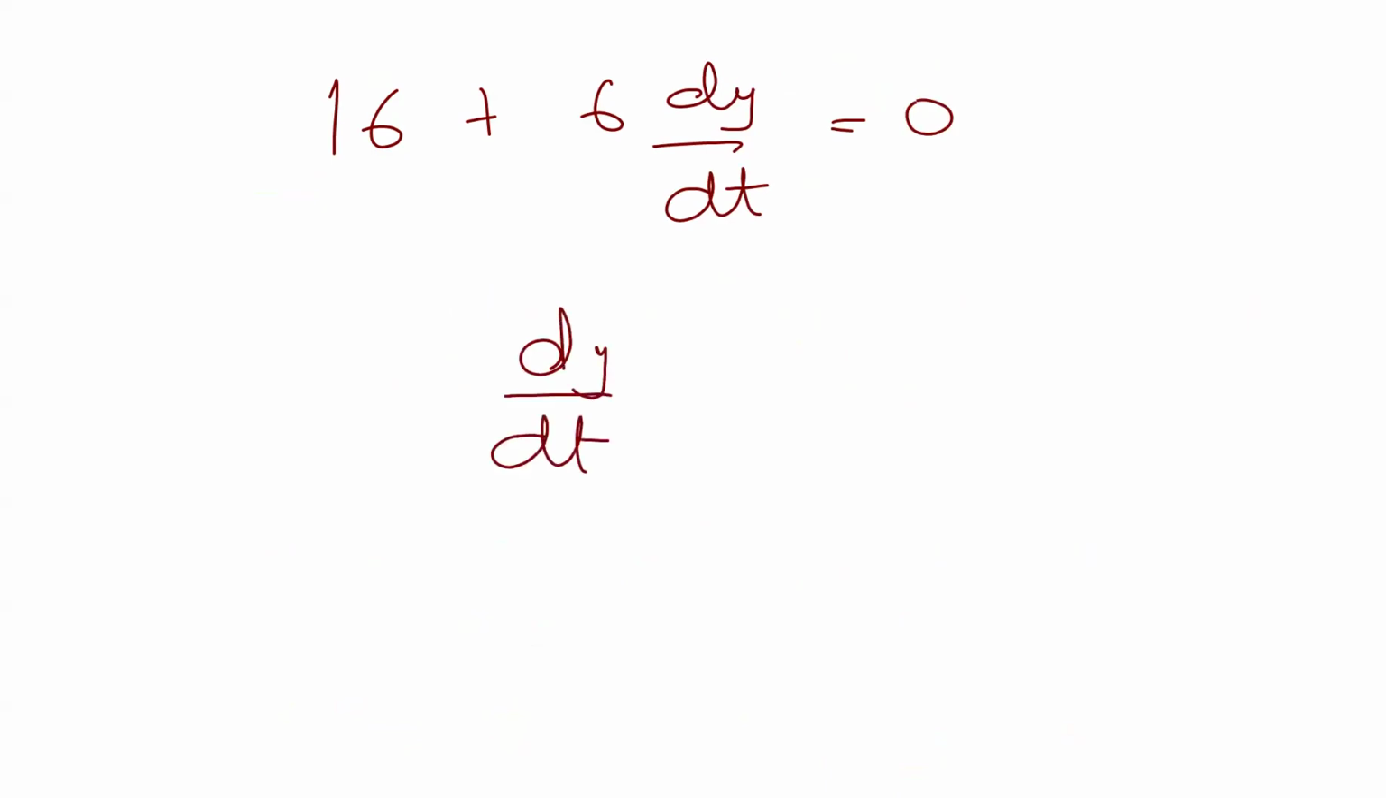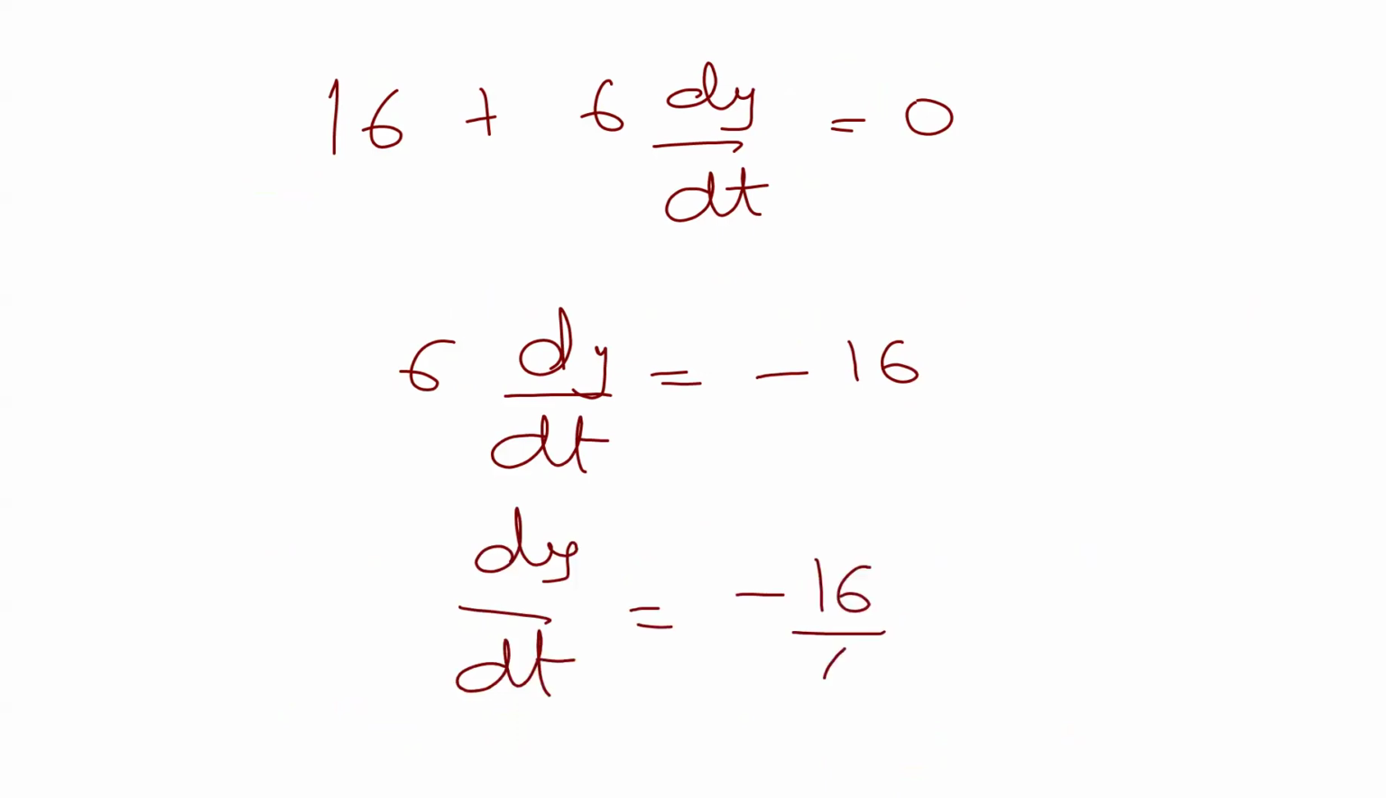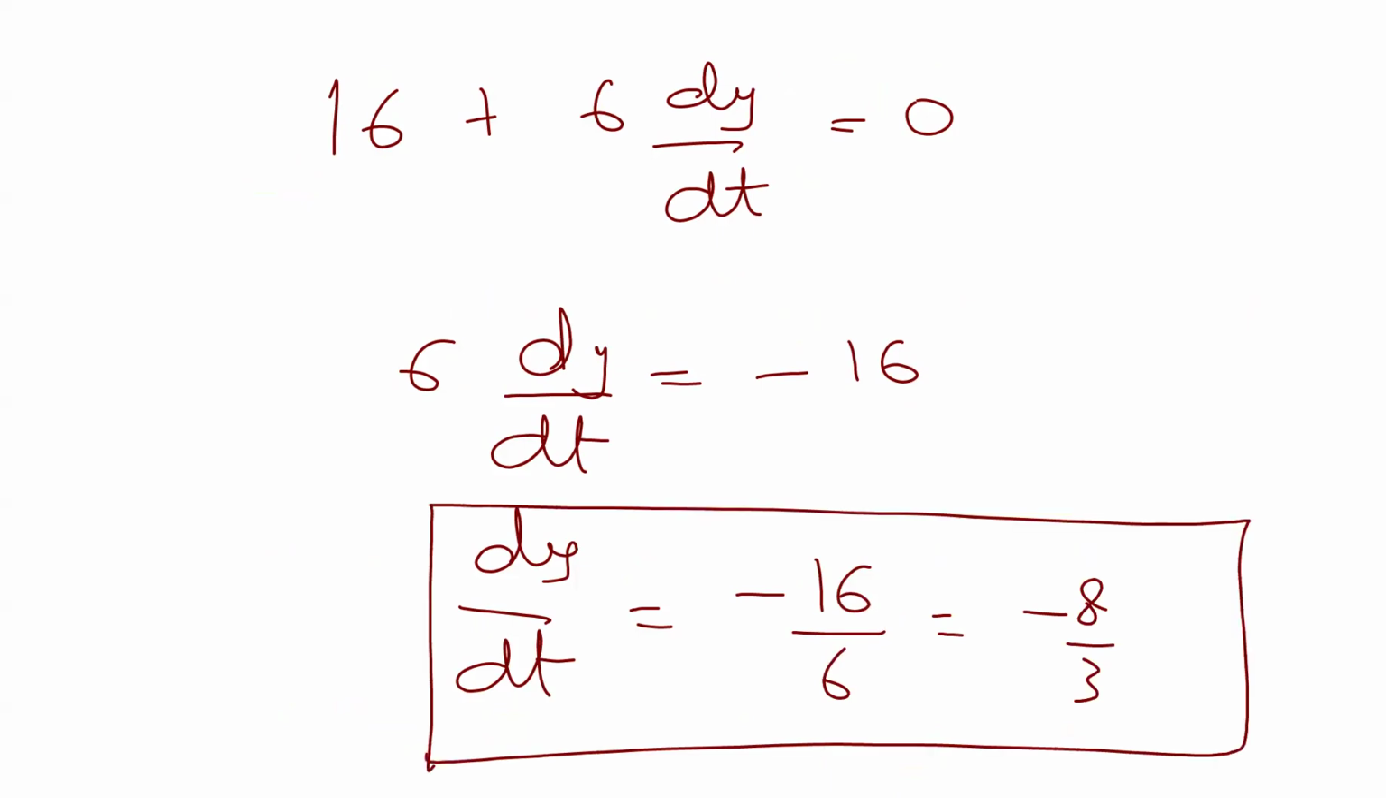So 6 dy by dt is equal to minus 16. dy by dt is equal to minus 16 upon 6, that is minus 8 upon 3. Now this negative sign indicates that y is decreasing with respect to time. That's what we discussed. The tip of the ladder will fall down along the wall. So the height will decrease.